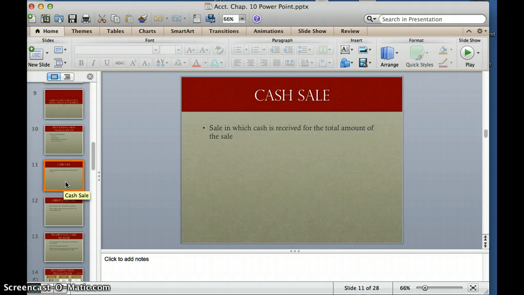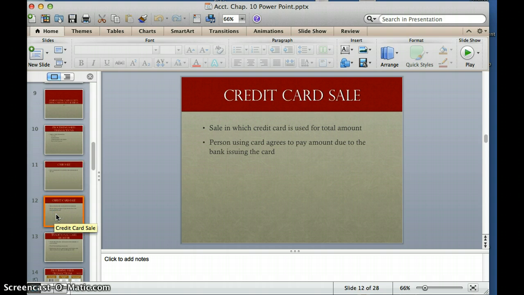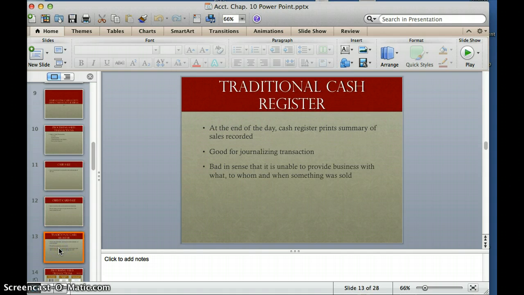All a cash sale is a sale in which cash is received for the total amount of the sale. So that's just, we're going to sell a shirt, they're going to pay us cash. It's really super simple. A credit card sale is just a sale in which a credit card is used instead of cash, and the person using the card agrees to pay whoever the bank is that issued the credit card. They're just agreeing that they're going to pay that.